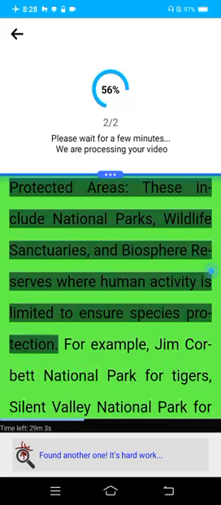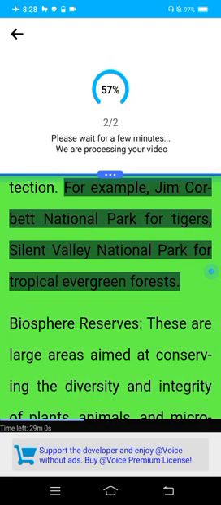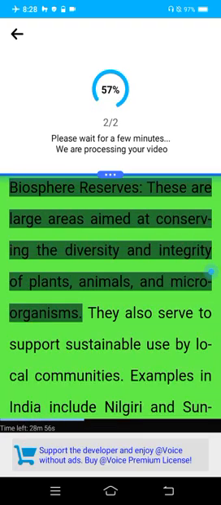Major in situ strategies include protected areas. These include national parks, wildlife sanctuaries, and biosphere reserves where human activity is limited to ensure species protection. For example, Jim Corbett National Park for tigers, Silent Valley National Park for tropical evergreen forests. Biosphere reserves. These are large areas aimed at conserving the diversity and integrity of plants, animals, and microorganisms.